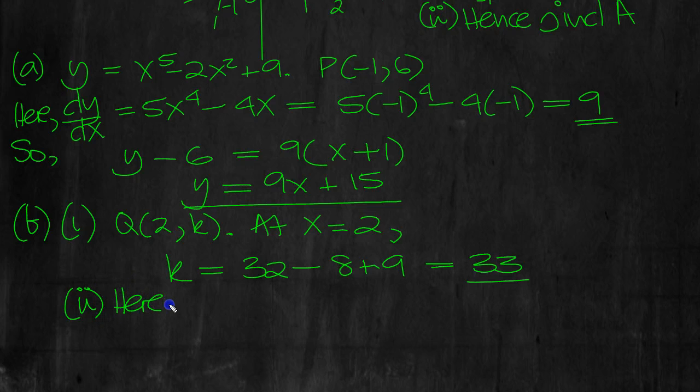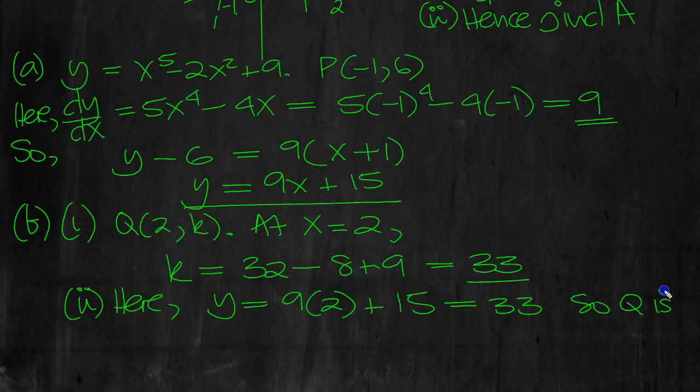So here, y is equal to 9 times the x value, which is 2, plus the 15. So what is the y value here? 18 plus 15 is 33. So Q is on the tangent in question. Okay, that's B part 2.